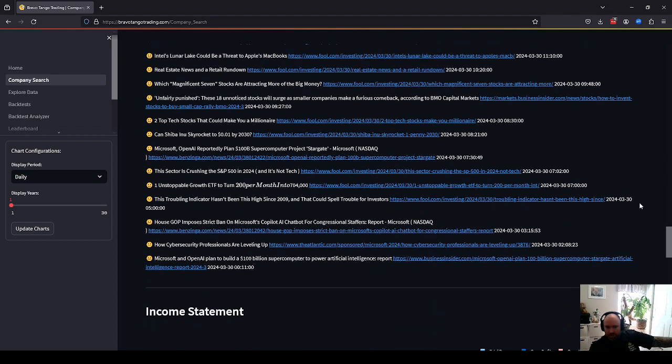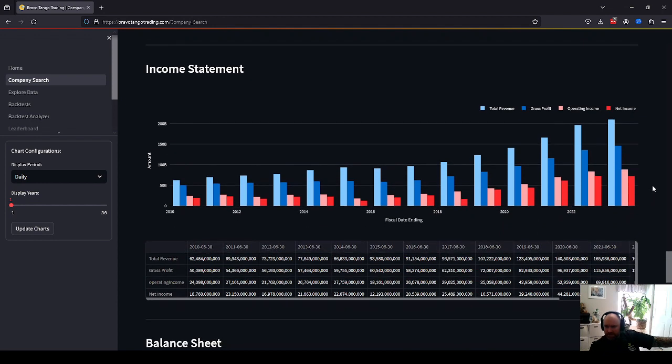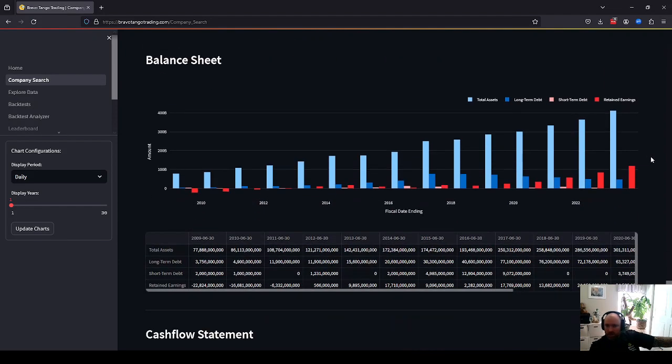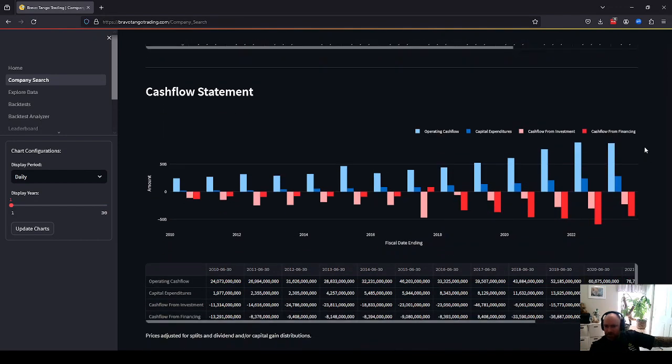Below that we've got a bunch of news, so we're pulling in the news for Microsoft today. Is it bullish? Is it bearish? Then we get to the income statement and some of the different financial docs, so you can see the history of what's going on with Microsoft: how their earnings, profits and income are looking. Balance sheet, same thing. We've got a fair amount of history here, since Microsoft has been around a long time. We've got quite a bit of data, same with the cash flow statements.